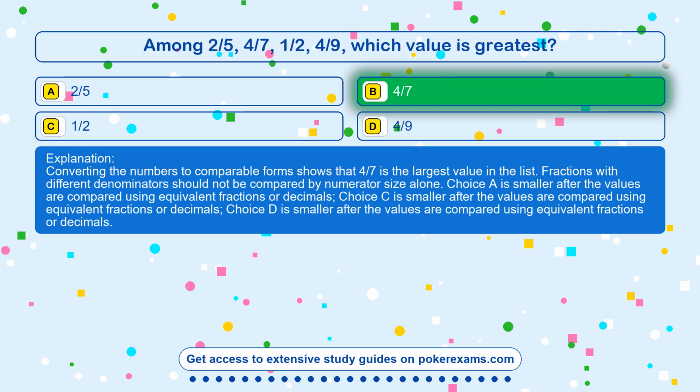Converting the numbers to comparable forms shows that 4/7 is the largest value in the list. Fractions with different denominators should not be compared by numerator size alone. Choices A, C, and D are each smaller after the values are compared using equivalent fractions or decimals.